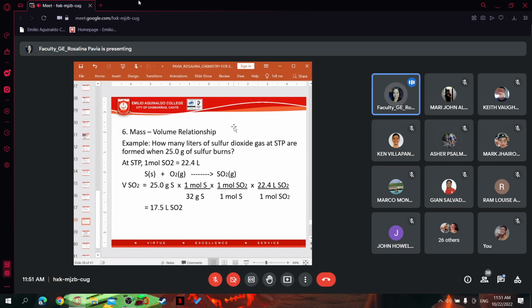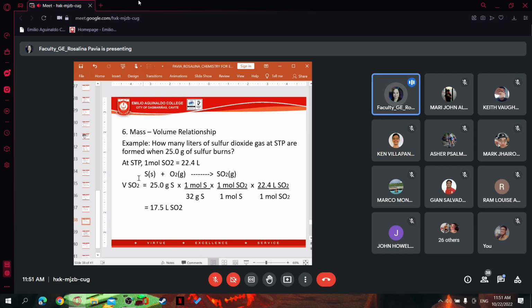Next. Mass volume naman. Mass volume. Okay, meron tayong formula sa mass volume. Diretso na yon. Okay? How many liters of sulfur dioxide gas at STP are formed when 25 grams of sulfur burns?